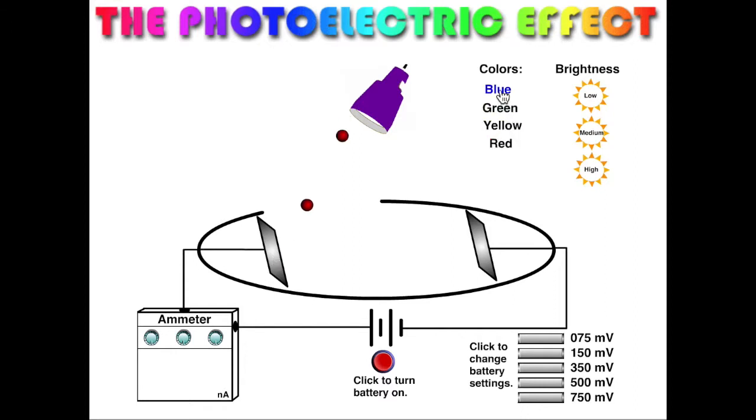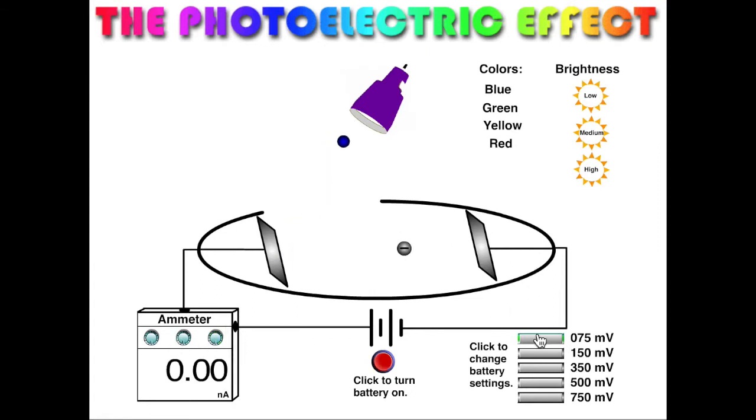Now, what happens if we go back to the blue photons, and we increase the voltage of the battery? As I mentioned before, this plate is connected to the negative pole of the battery, and increasing the voltage of the battery will increase the negativity of this plate. So we will see what happens when we increase the negativity of this plate. Can the electrons still reach this plate or not? We will also read the current, the flow of electrons through the circuit, using the ammeter.